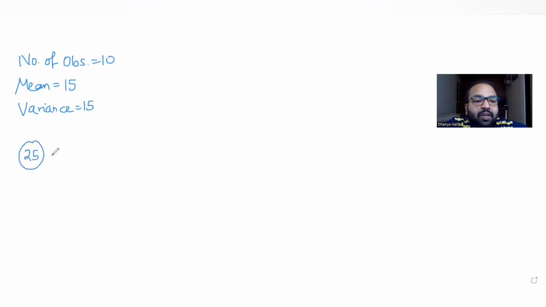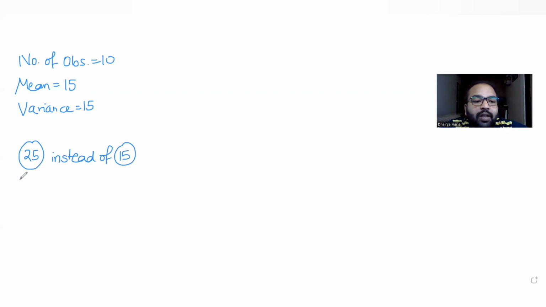Today's question says there are 10 observations, and the mean of the 10 observations was 15. Variance was also 15, but a student who was recording these 10 observations mistakenly took 25 instead of 15. So out of 10 observations, one observation was incorrect, and he recorded 25 instead of 15 and got the mean and variance.